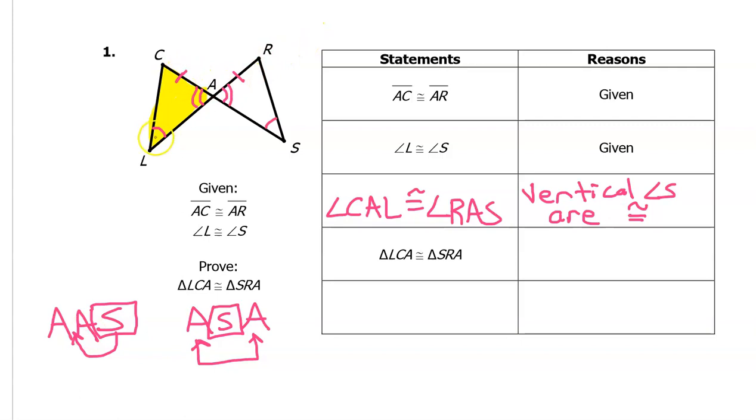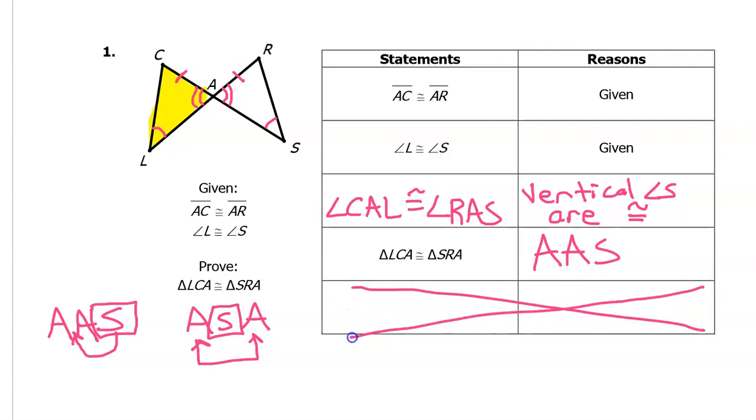So is the side between these two angles? Well, no, it isn't, because here's one angle that is marked. Here's the other angle. This is the side that's between them. And that is not the side that's marked. So the marked side is not between the two angles. So that means this is angle, angle, side. So you can just ignore this extra row.